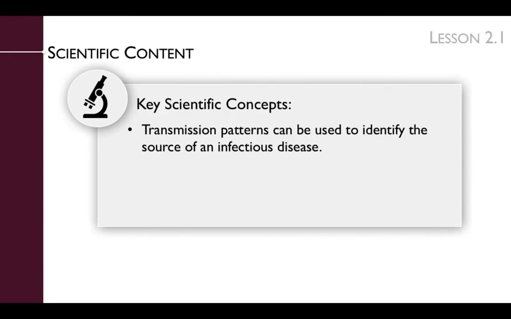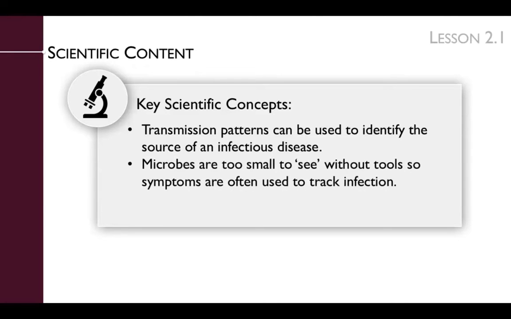Transmission patterns can be used to identify the source of an infectious disease. Microbes are too small to see without tools, so symptoms are often used to track infection. Infectious animals can be asymptomatic.